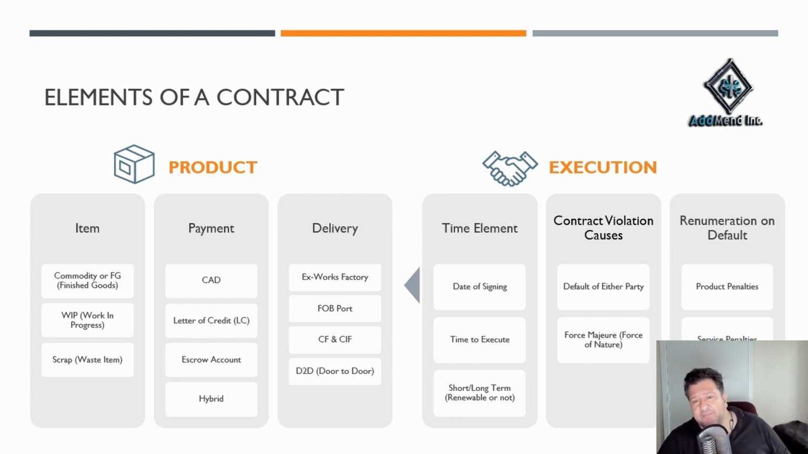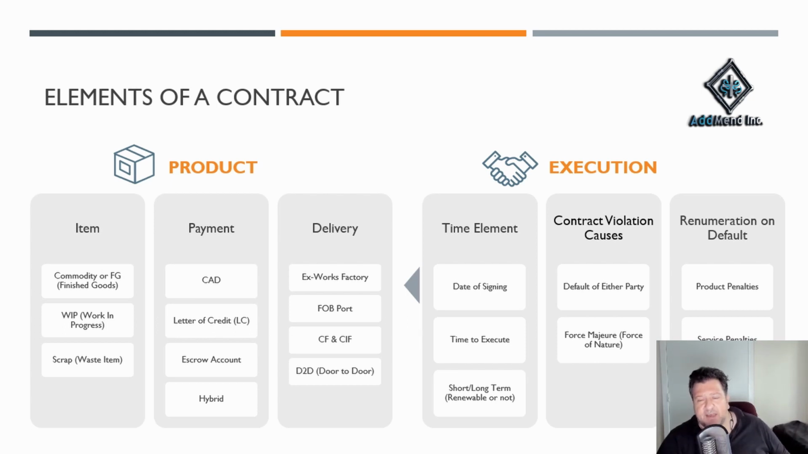Now, in the part of execution of the contract, there's a time element. So there's date of signing, time to execute with extensions, if any, and if it's a short-term or long-term contract, if it's renewable or it's not. In the execution phase, there's causes of violation. When a violation in a contract happens, it always specifies that.